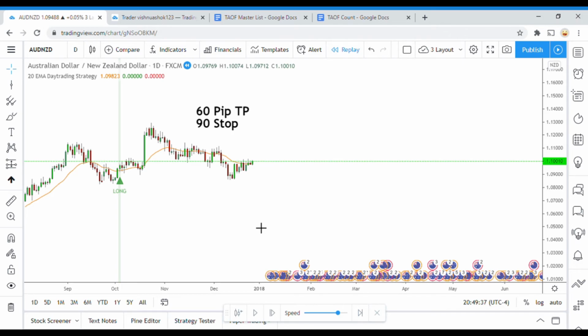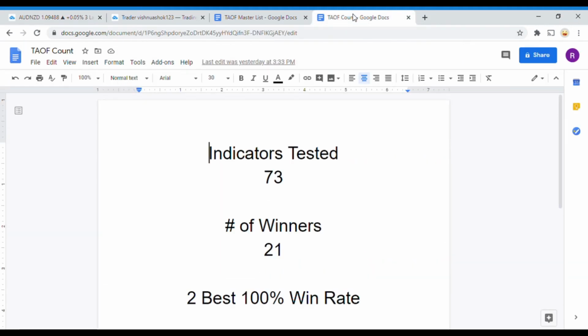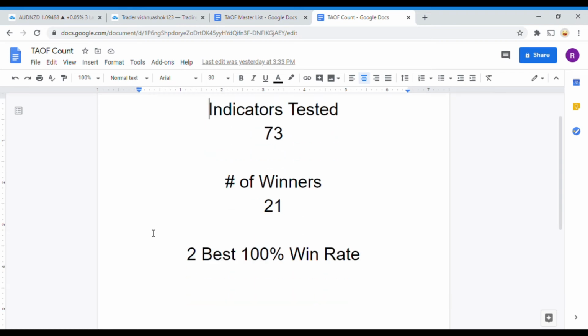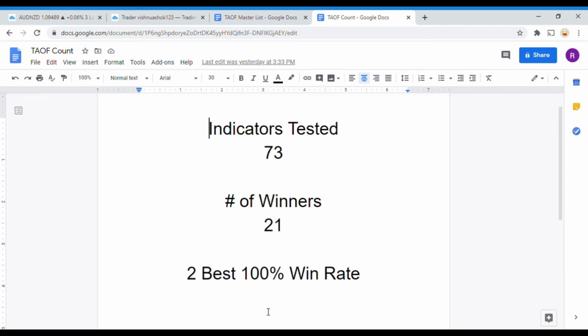Alright, as I said, today we will be testing the 20 EMA Day Trading Strategy Indicator. But before we do, I wanted to put the indicator scoreboard up for everyone to see. So far we have tested 73 indicators, and out of those 73, 21 of them have been winners, which means that they have met or exceeded the 60% win-loss ratio threshold that we have set for them. The best two so far were able to achieve a 100% win rate.